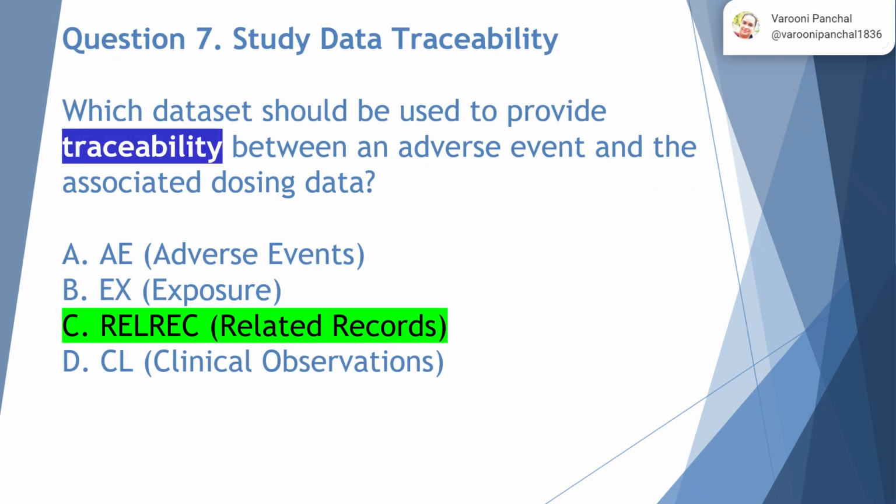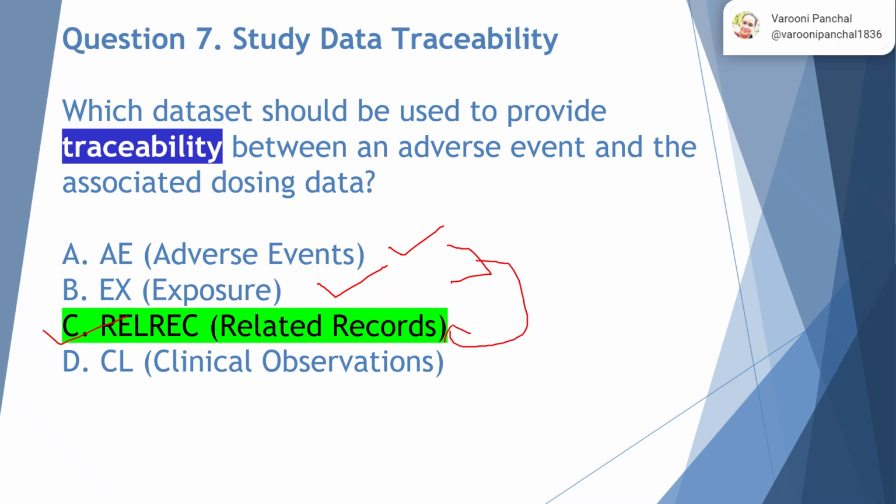Question 7. Study data traceability. Which datasets should be used to provide traceability between an adverse event and the associated dosing data? Now, the domain that is used for the dosing data is nothing but your EX domain, right? Now, I want to check the traceability. So, between two domains, if I want to check the traceability, the only option, the correct answer is RELREC, related records, because some information is present here, some information is present here, but the connectivity is mentioned in the RELREC record.